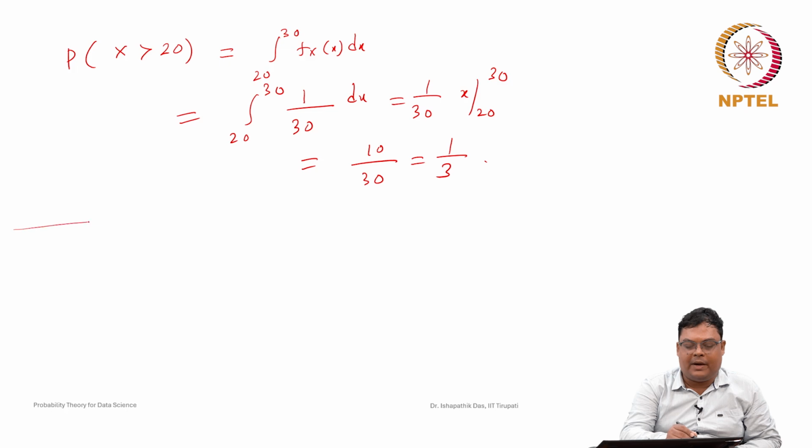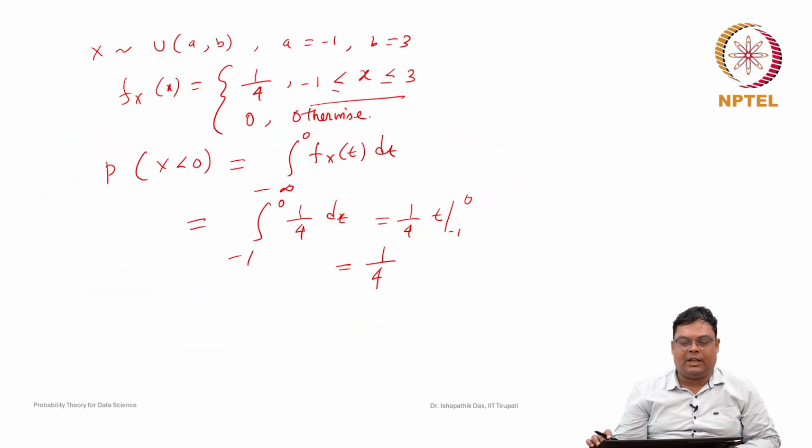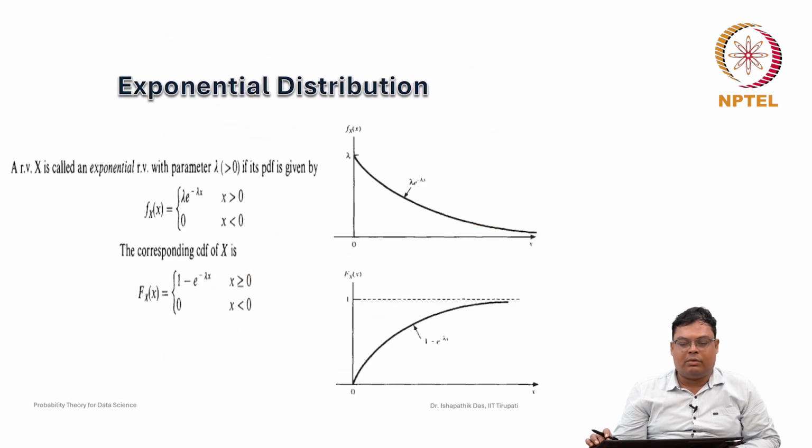So, we just completed one continuous distribution, the uniform distribution. Next we will discuss more continuous distributions, some of the important ones, one of which is the exponential distribution. So, in the next part we will discuss the exponential distribution.